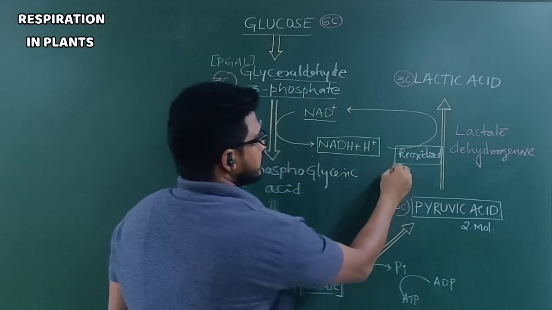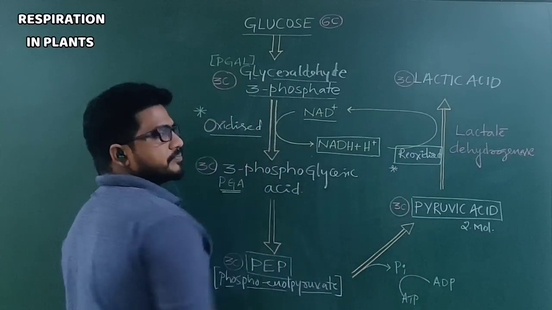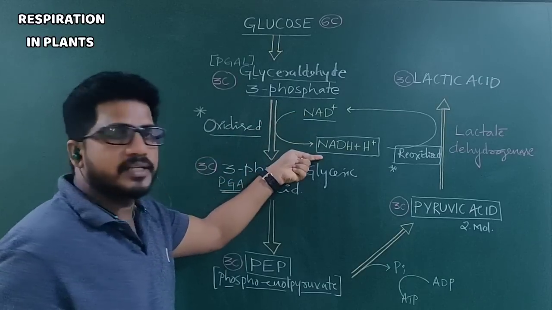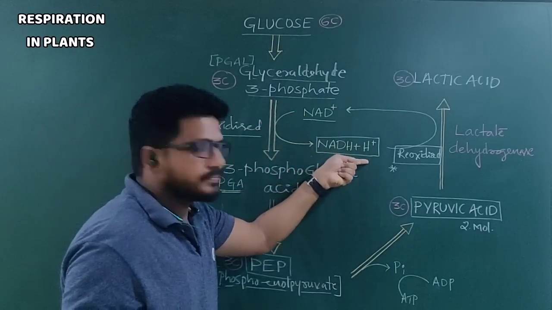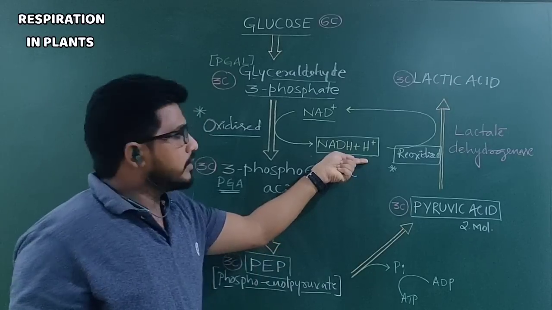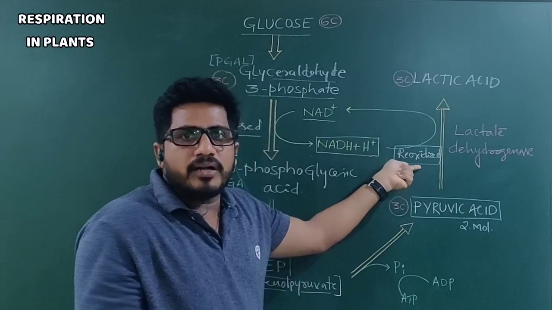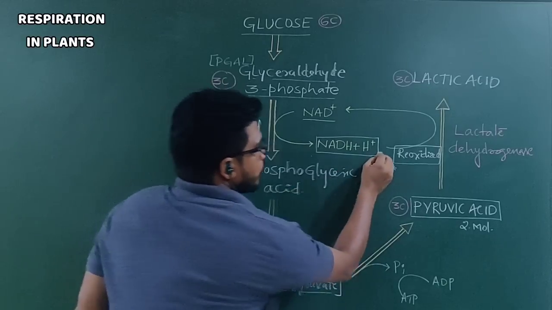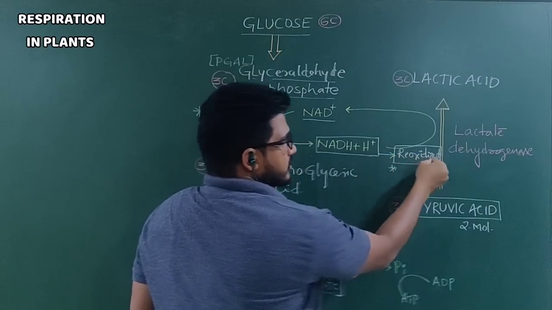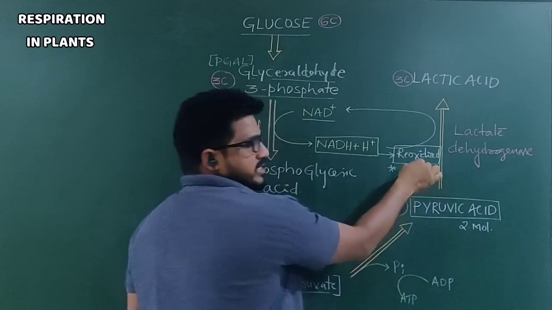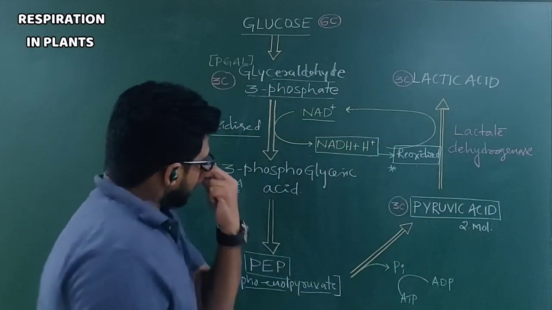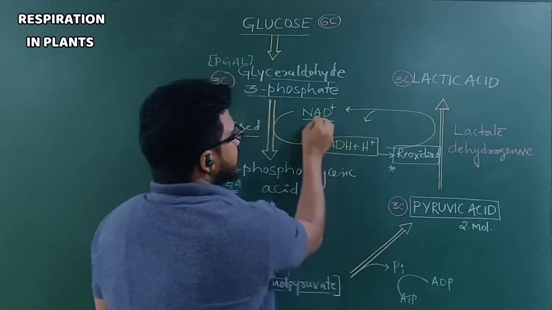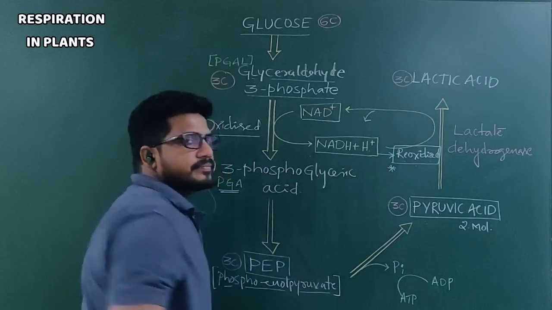reoxidization. This is the opposite process of oxidization. During oxidization, NAD is oxidized into NADH2. During reoxidation, what? Redox reaction, nothing but removal of hydrogen. When one NADH2 is reoxidized, pyruvic acid is reduced. In that, NADH2 is losing its hydrogen, then it will become NAD plus.